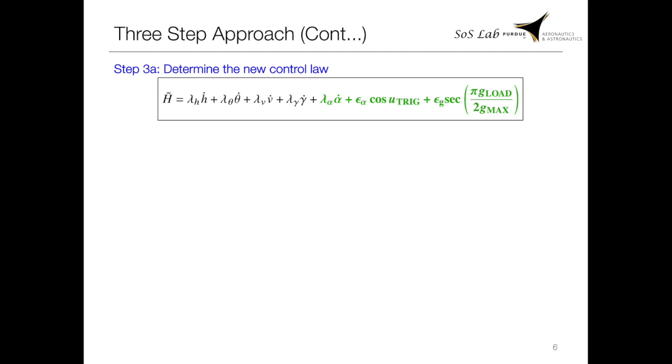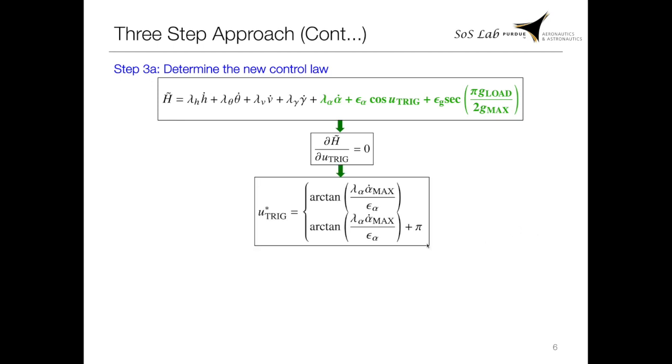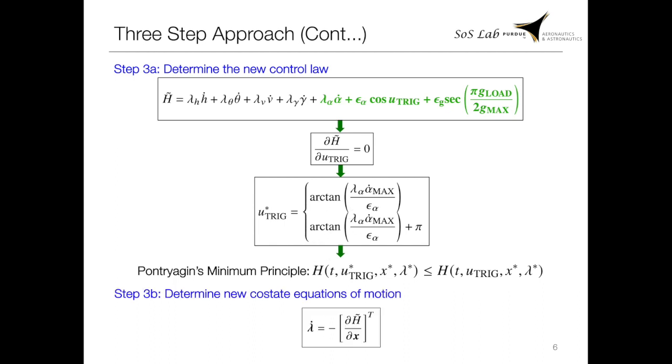We then find the new Hamiltonian and thereby find the control law for the new control, which is U trig. So this is the Euler-Lagrange equation, and these are the two options for our control law. Since there is more than one option, we need to employ something called the Pontryagin minimum principle, which says that we need to choose that control which gives the minimum Hamiltonian from among these two options at each instance where we calculate the trajectory. Finally, we also obtained the new co-state equations of motion corresponding to the new state alpha.